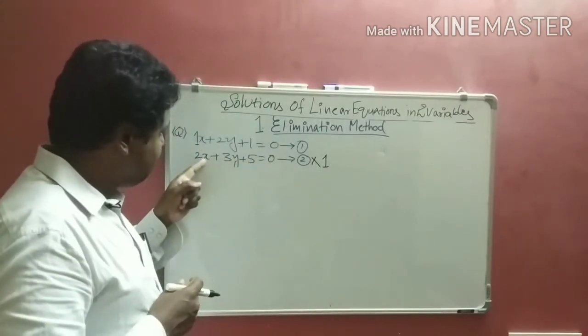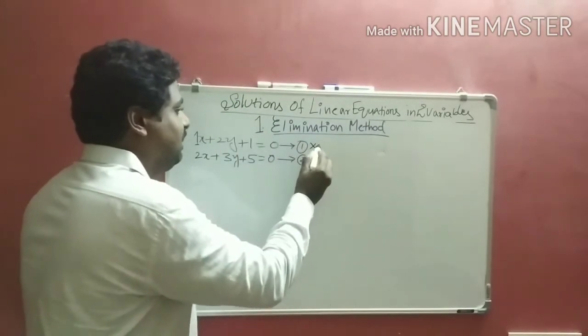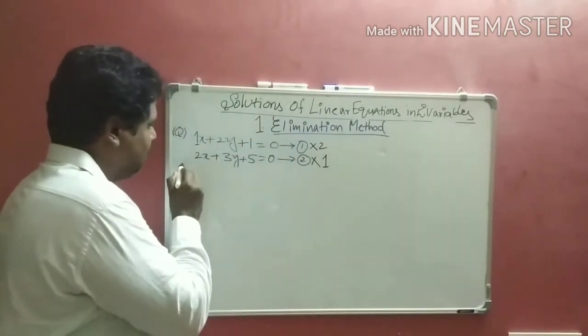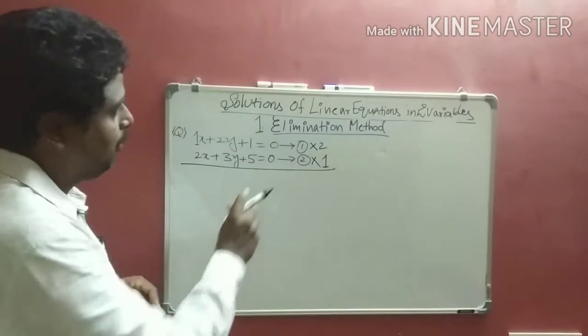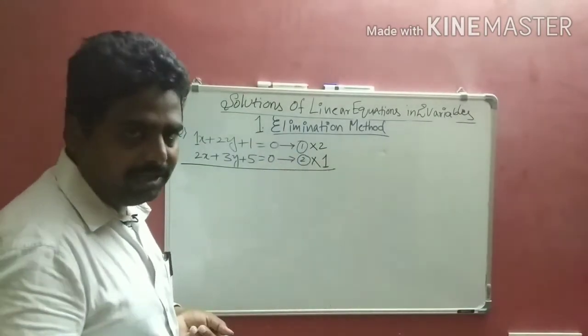Now what is the coefficient of x in the second equation? 2. Multiply the first equation with that 2. So that what we get? Observe. So multiply with 2. The entire equation should be multiplied with 2, so that the value cannot be changed.